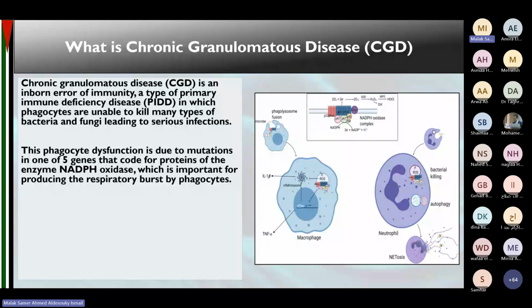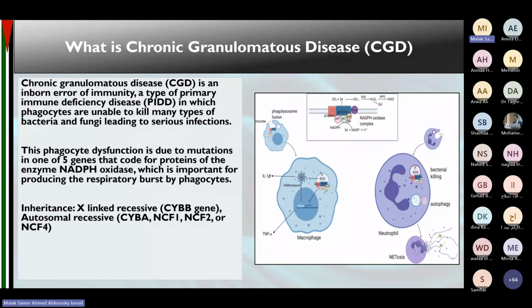We have 2 inheritance patterns: an X-linked recessive inheritance pattern, where the mutation is in the CYBB gene, and because it is X-linked recessive, it is much more common in males than in females. And the autosomal recessive pattern in the CYBA, NCF1, NCF2, or NCF4 genes, and this inheritance pattern occurs equally in both males and females. CGD is a rare disease occurring in around 1 in 200,000 to 1 in 250,000 people worldwide.